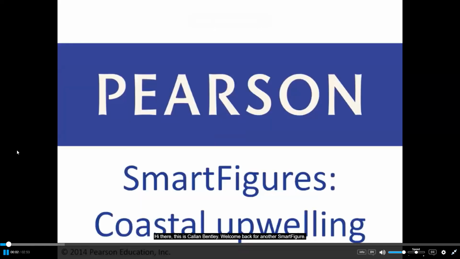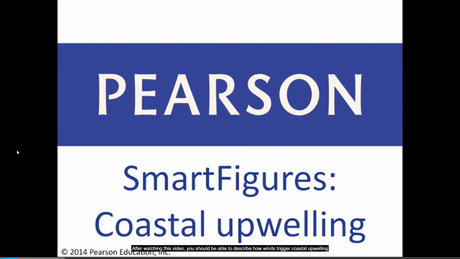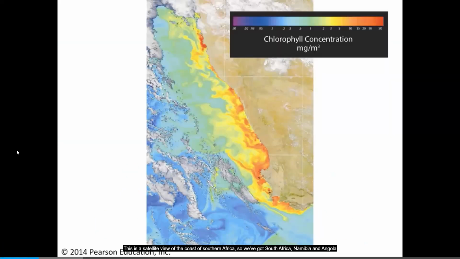Hi there, this is Callan Bentley. Welcome back for another smart figure. After watching this video, you should be able to describe how winds trigger coastal upwelling and what the effect is for life. This is a satellite view of the coast of southern Africa. So we've got South Africa, Namibia, and Angola. And along the coasts of those countries, you can see that in the ocean there is plankton.